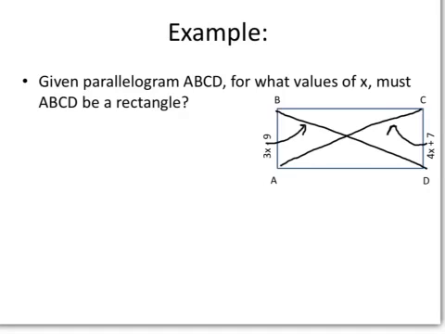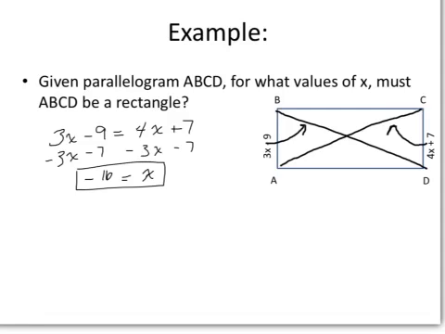Okay, so we want our diagonals to be congruent in order to ensure this parallelogram is a rectangle. So we need 3x minus 9, that diagonal length, to equal 4x plus 7. If we subtract 3x from both sides and subtract 7 from both sides, we get x is equal to negative 16. So that's the value of x for which ABCD must be a rectangle.